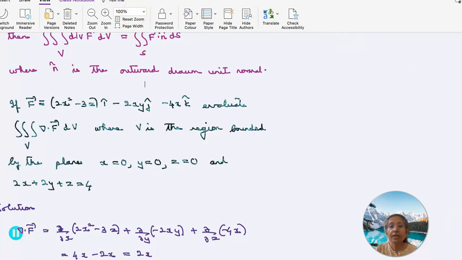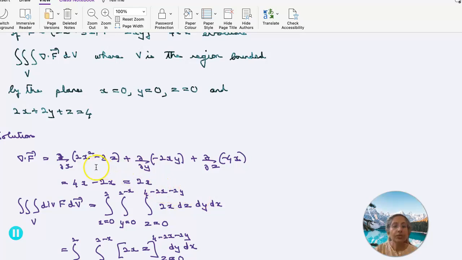So divergence of F is del by del x of the x coordinate plus del by del y of the y coordinate plus del by del z of the z coordinate. So in this case you will get del by del x of 2x squared minus 3z, which is 4x, then you get minus 2x, and the z part is 0. So you get 4x minus 2x, which is 2x. So applying the formula, the triple integral over V, divergence of F dV, will be the integral of 2x dx dy dz. This is the divergence of F.